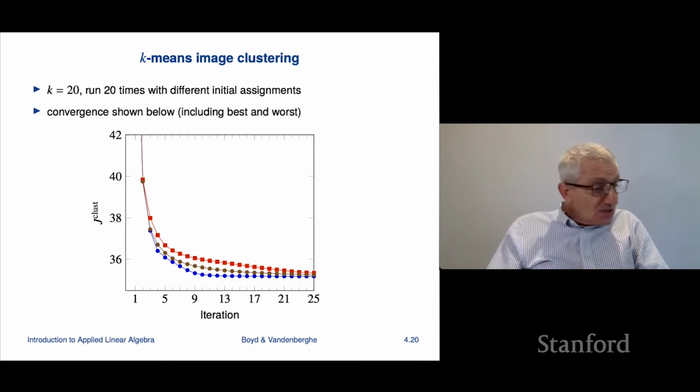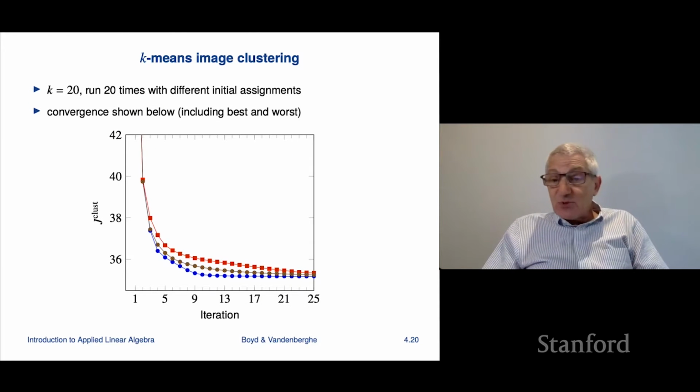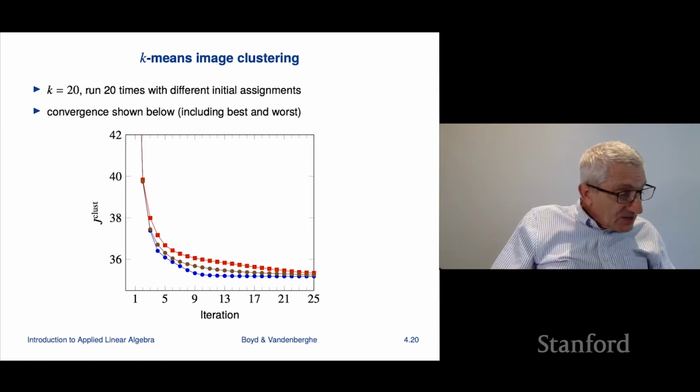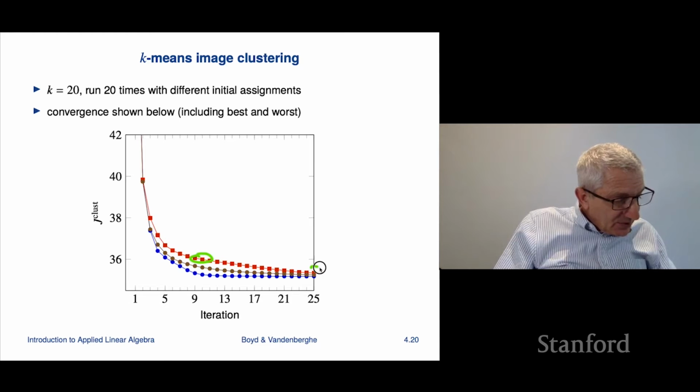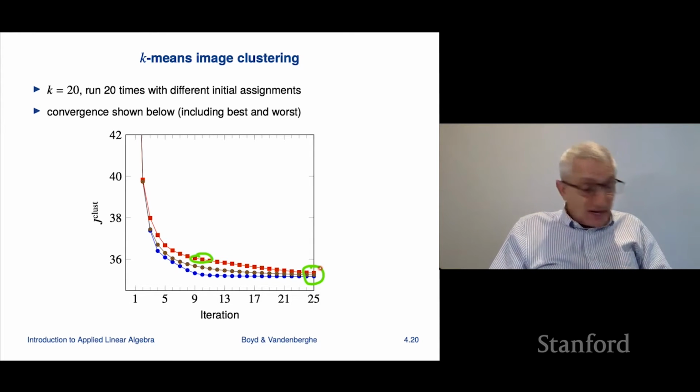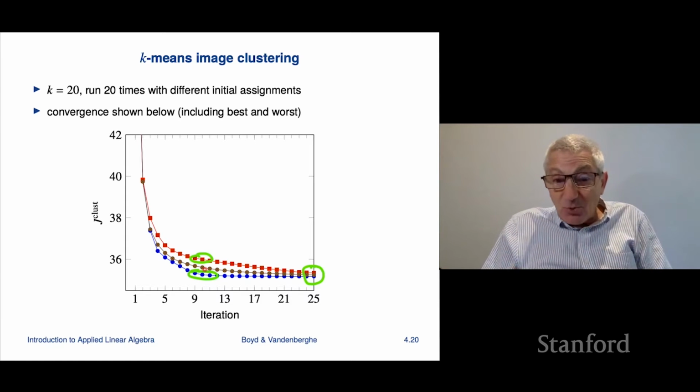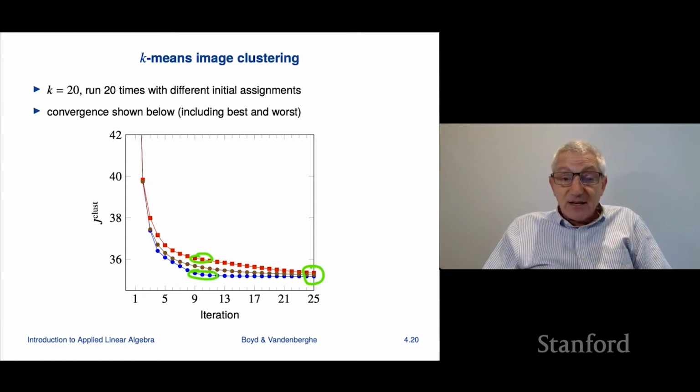Okay, and we run it 20 times with different initial assignments. And the convergence is shown below, right? Here, this is just 3 of them. I think this red one is the one that ends up with the worst clustering objective. And the blue one ends up with the best clustering objective, at least the best that we found in our 20 runs.